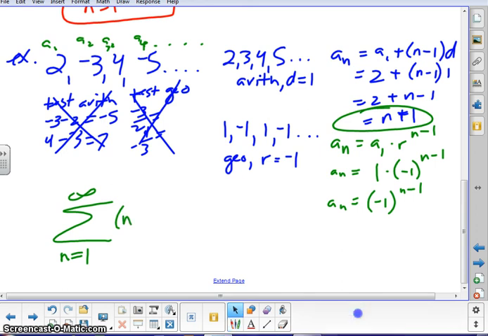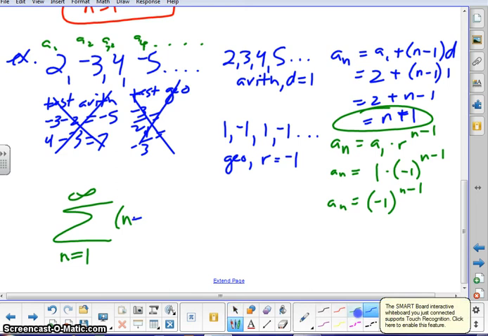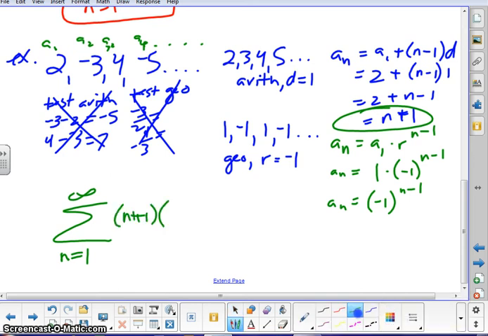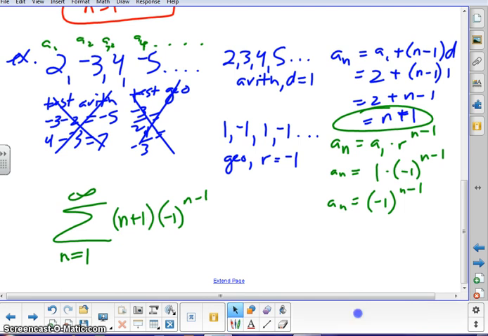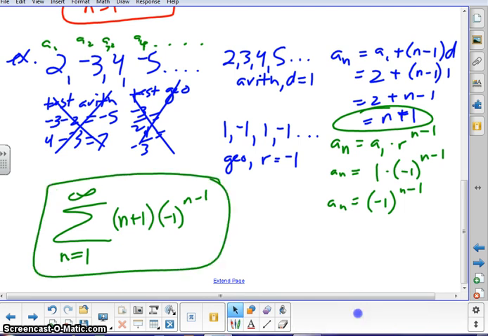For the general term, we have n plus 1, and then also negative 1 to the n minus 1. And I don't like the way that looks, so we're going to put n plus 1. Sorry about this. n plus 1. Done. Okay, that is your general term in sigma notation.